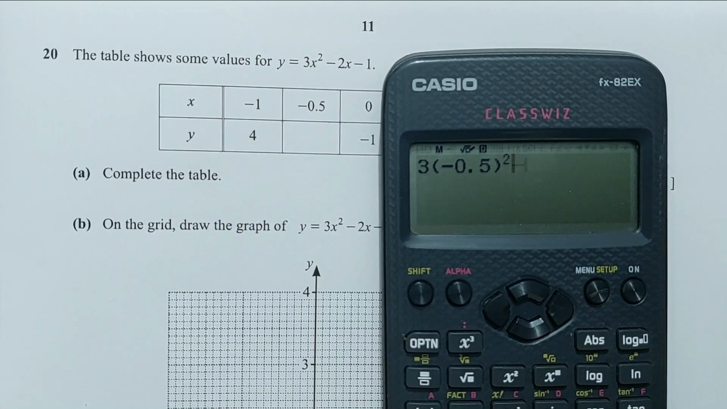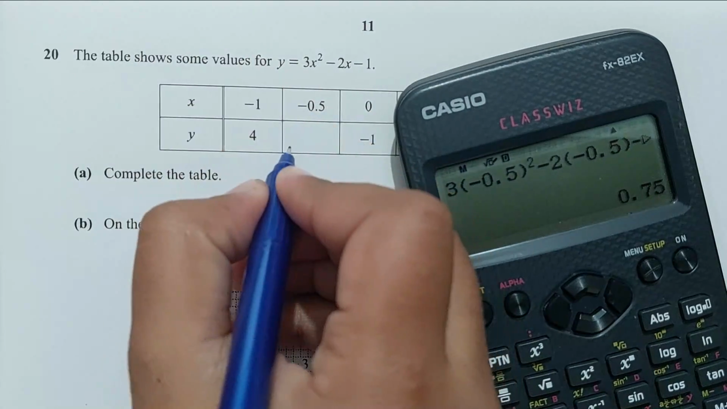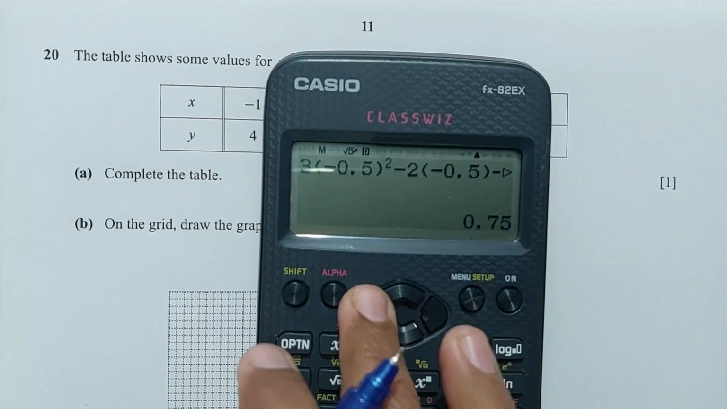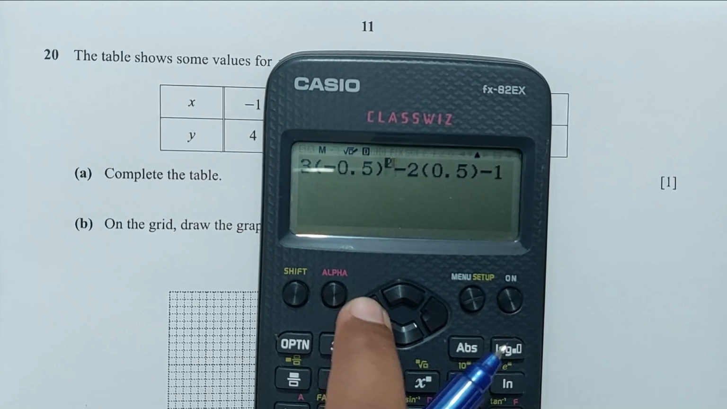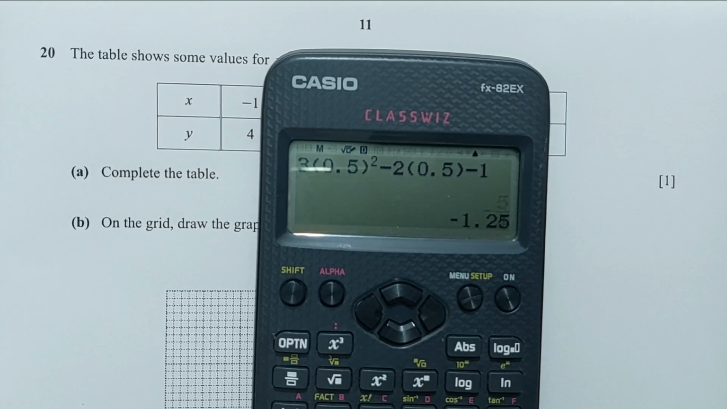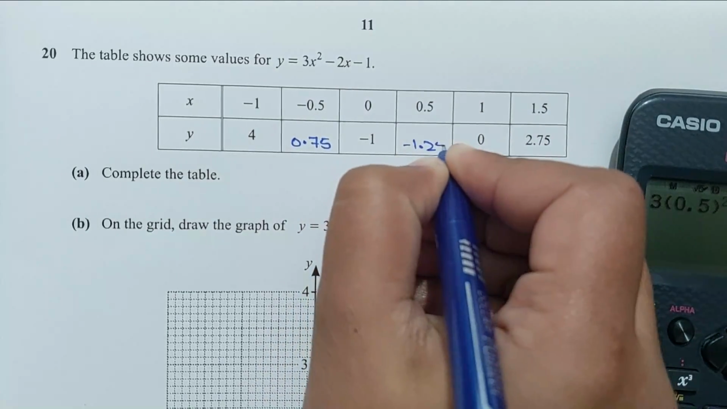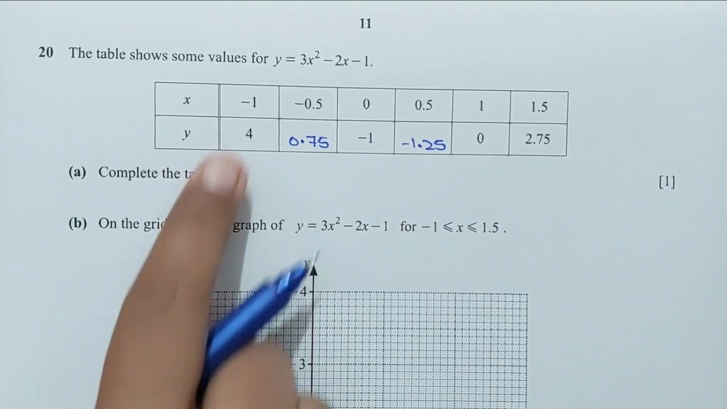And we have subtract 2 times negative 0.5 and subtract 1. This is 3 by 4, or we can say 0.75. And for plus 0.5, this is negative 1.25. Right. Now for part B, on the grid, draw the graph of this function for x between -1 to 1.5.